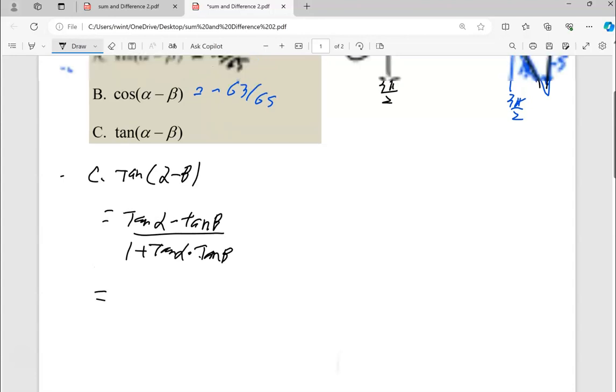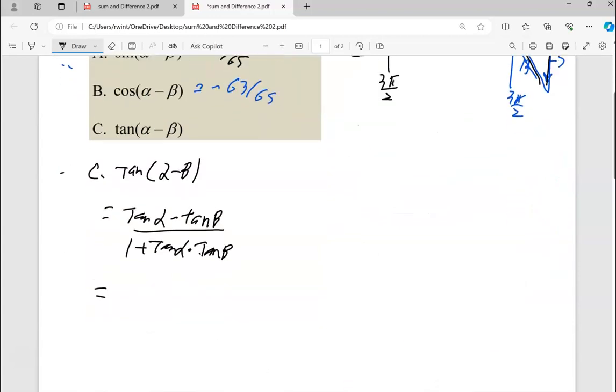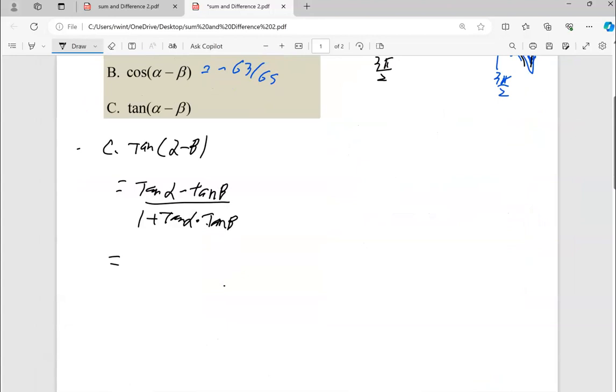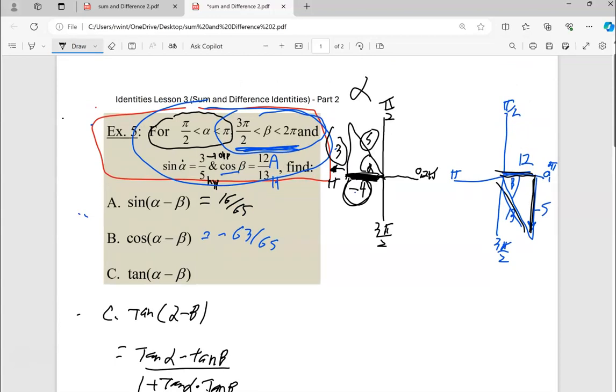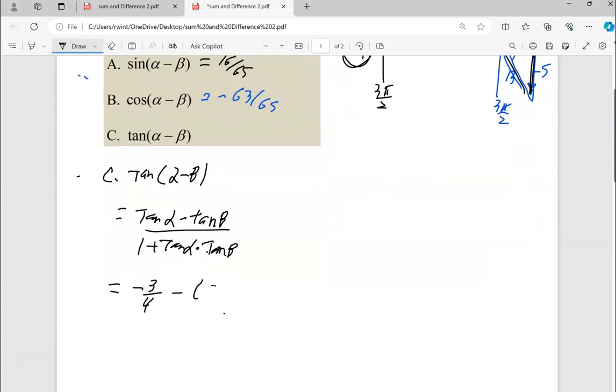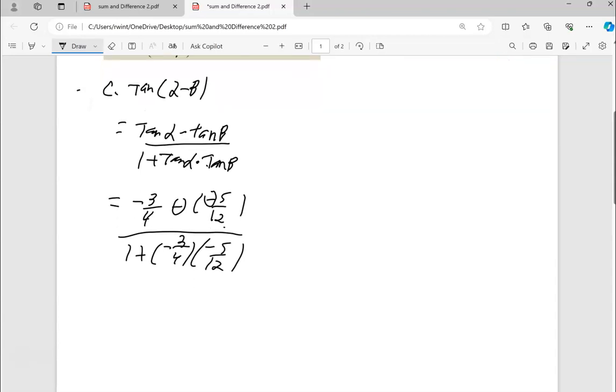This is times right here. So tangent A, opposite's 3, adjacent's negative 4, so that's negative 3/4. Minus, not plus. Tangent of B, negative 5 over 12. Well, these two negatives are actually going to turn into a plus, but we'll deal with that later. And then on the bottom, I'm going to have 1 plus negative 3/4 times negative 5/12. Some of this can get a little gross here, so bear with me.